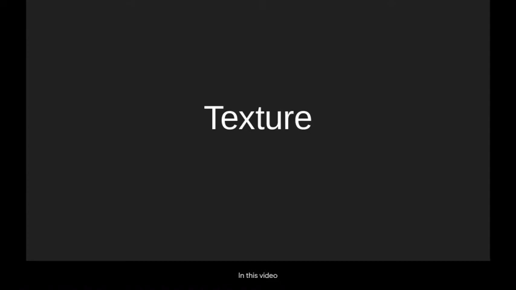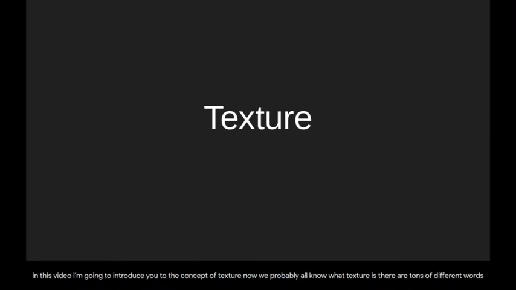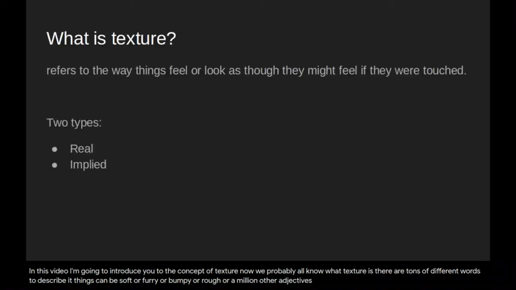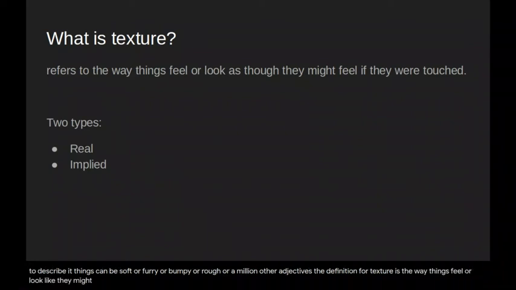In this video, I'm going to introduce you to the concept of texture. Now, we probably all know what texture is. There are tons of different words to describe it. Things can be soft or furry or bumpy or rough or a million other adjectives. The definition for texture is the way things feel or look like they might feel.